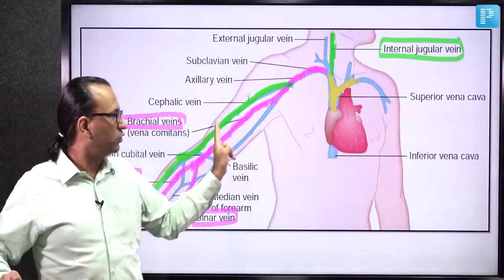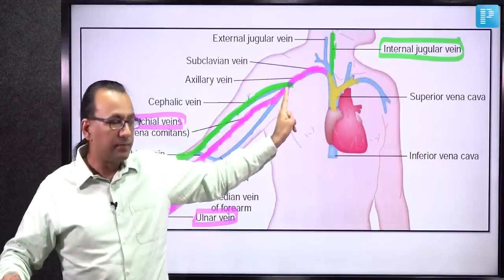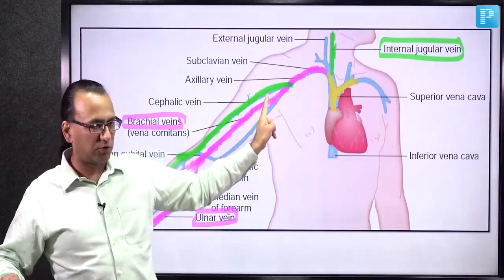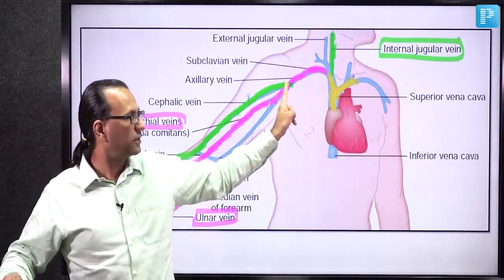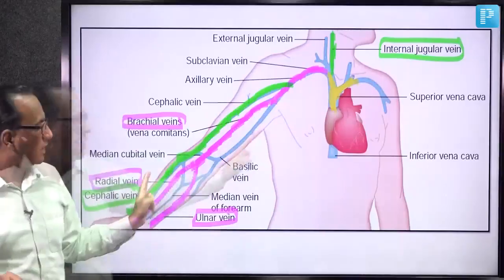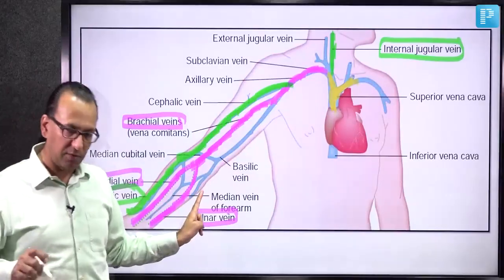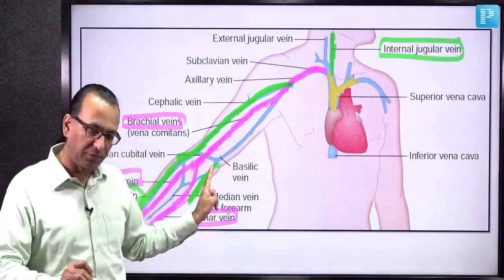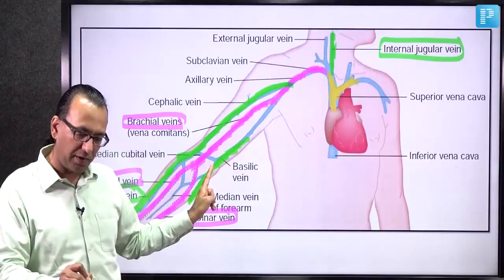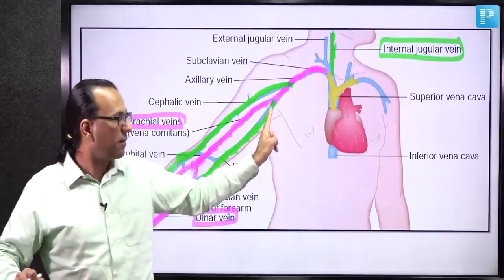Before it enters the axillary vein, a deeper vein, it has to puncture the clavipectoral fascia, then it will enter into the axillary vein. Now at the base of the forearm you have the basilic vein, and the basilic vein, which is a superficial subcutaneous vein, is going to drain into the brachial vein on the medial side.